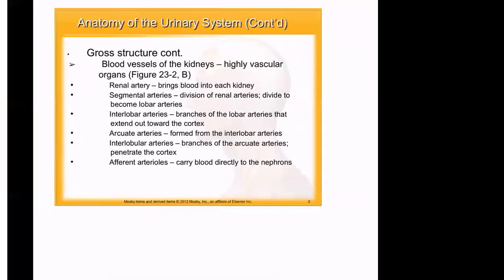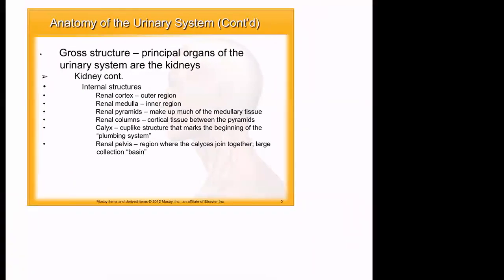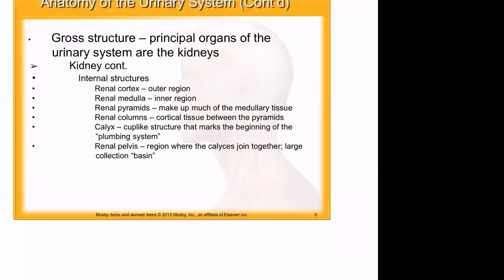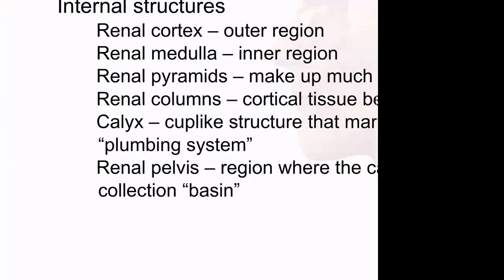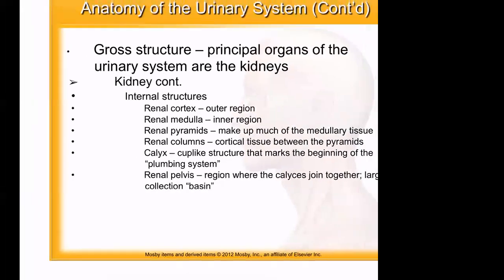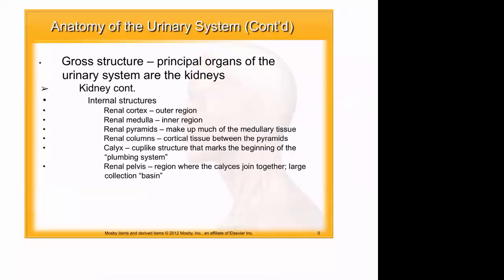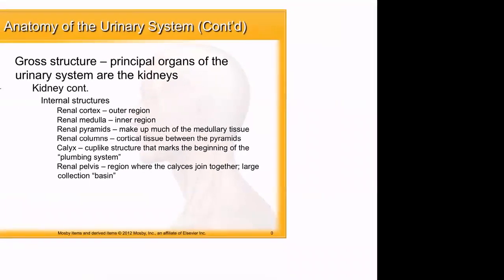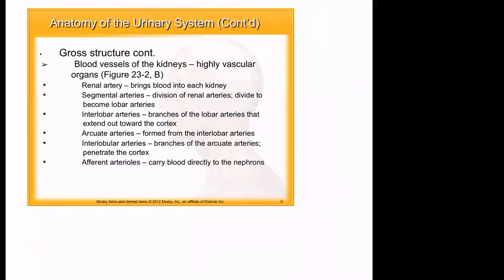Let's see, I think I covered everything in this. Notice calyx, C-A-L-Y-X. That's singular. Calyces is plural, calyx is singular. You may also see it spelled with an I, C-A-L-I-X. So it has two different spellings there.